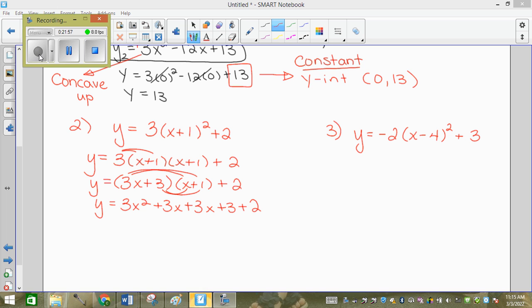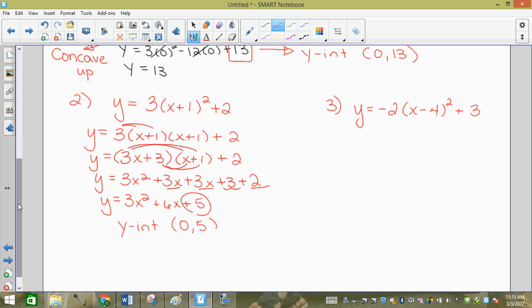And then I collect like terms. So I get 3x squared plus 6x plus 5. Did everyone get that? Now we should be able to check. Y1, Y2. We agree? Now what's my Y-intercept? Because that's what I want you to give me every single time. It's a coordinate. So it's at 0, 5. And is it concave up or concave down? Those are the 2 things I want you to give me every time. It's a plus 3. So it's concave up. Then we'll do this one.